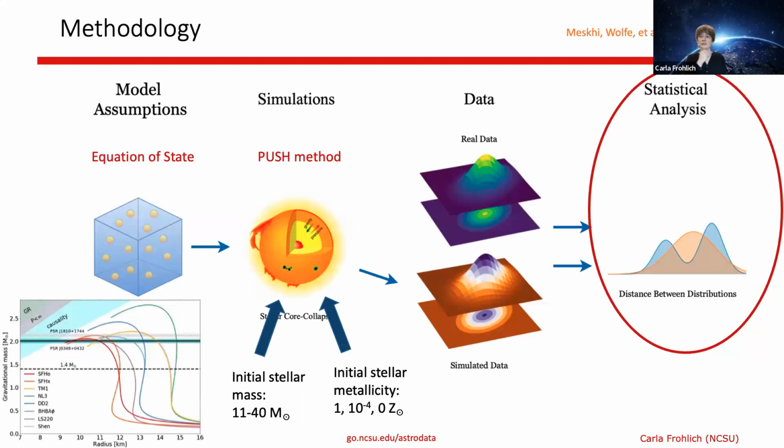So for this project, we simulated the explosions with the PUSH method. We used different nuclear equations of state, depicted in the bottom left by this mass-radius plot to show you the range of these equations of state. We computed a distribution of simulated neutron star masses and black hole masses. We pulled from the literature the observed, or inferred from observations, neutron star and black hole mass distributions, and then did a statistical analysis to compute the distance between these 2 distributions.